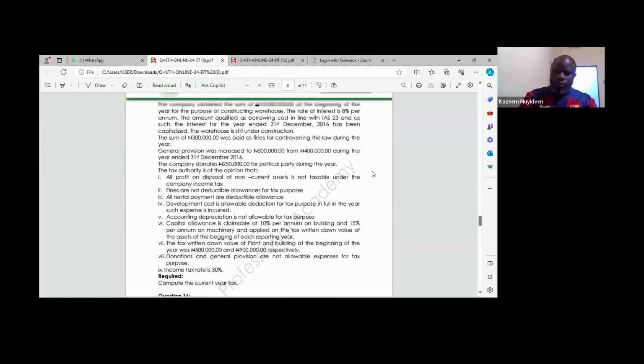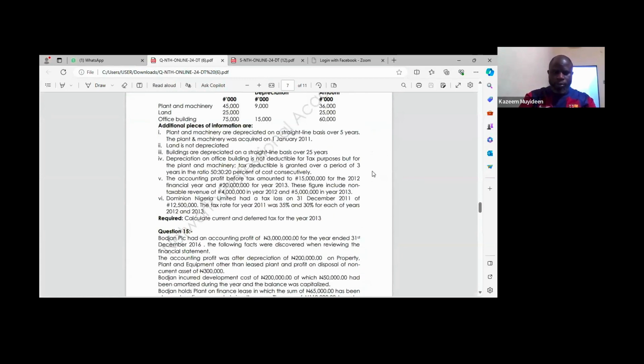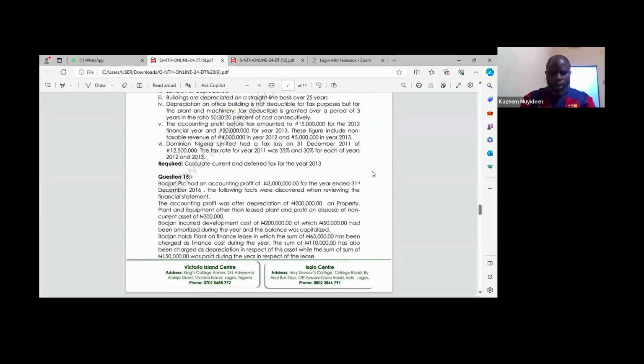Now, let's go again. But the amortization, I will add back just like the depreciation. Bojan owns a plant on finance lease. When it is a finance lease, these are the treatments. The finance cost will be added back. Depreciation charge on the lease asset will be added back, but the lease payments will be subtracted.